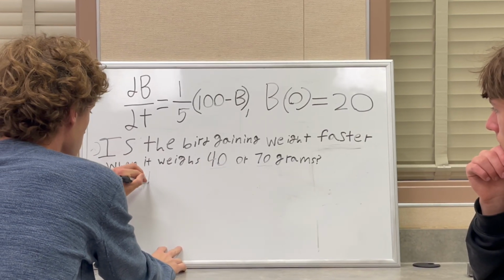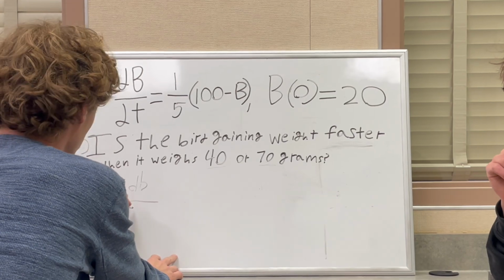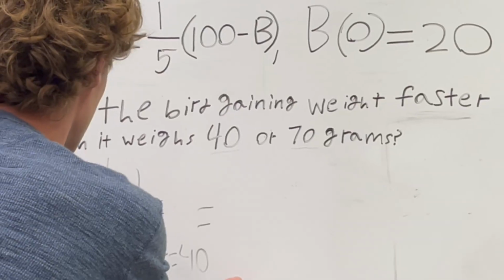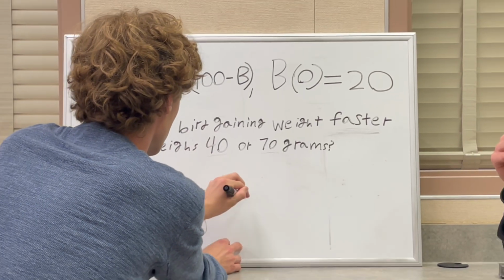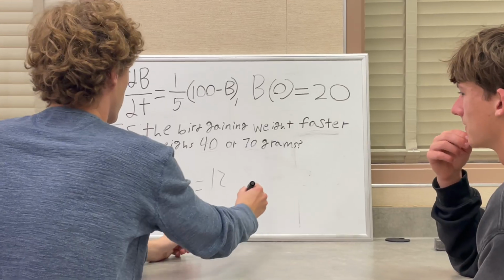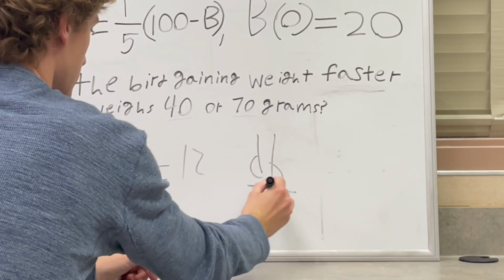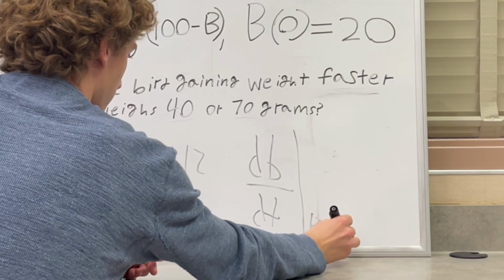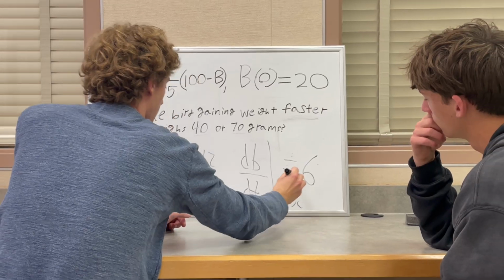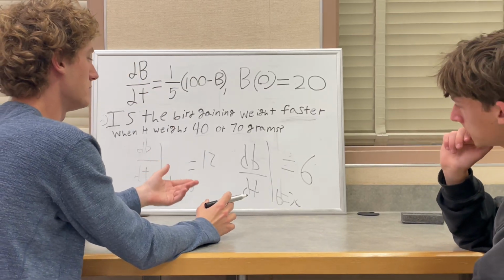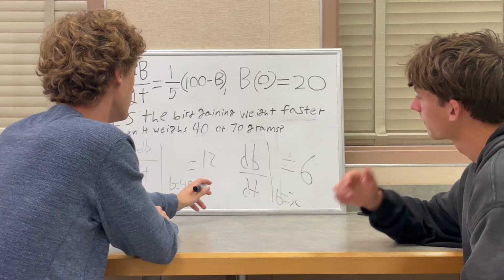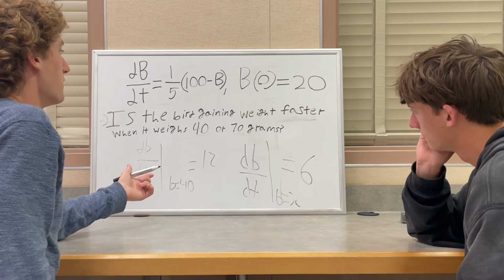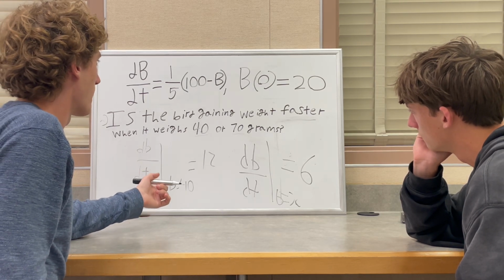So dB over dt evaluated at b equals 40 is going to equal 12 grams a day. And the same derivative, dB over dt, evaluated at b equals 70, is going to equal 6 grams a day. And what we can simply do is compare these two values, 12 grams a day at 40 grams, or 6 grams a day at 70 grams. And so we know that the bird gains weight faster when it weighs 40 grams.